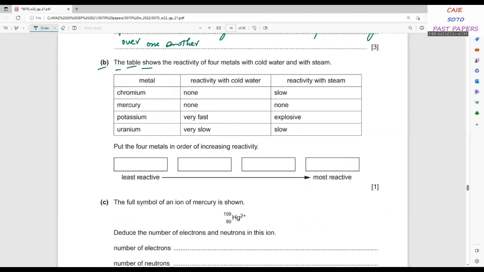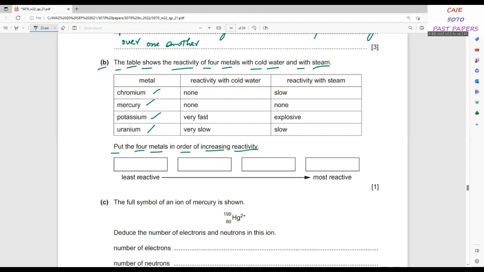The table shows the reactivity of four metals with cold water and with steam. These are the metals: chromium, mercury, potassium, and uranium. And this is their reactive behavior against cold water and with steam. Put the four metals in order of increasing reactivity. You have to put this in the order of increasing reactivity.